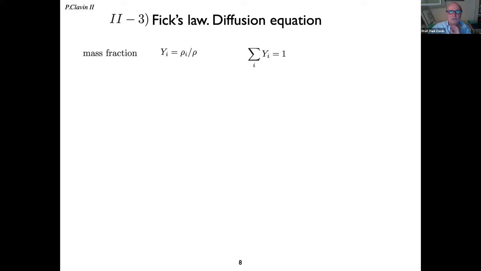Now, considering the mass fraction of species, which is simply the ratio of the number of particles multiplied by the mass. Rho Y_i is the mass of species i divided by the unit volume, and the mass fraction is this mass divided by the total density, such that by definition the sum of the mass fractions is unity.